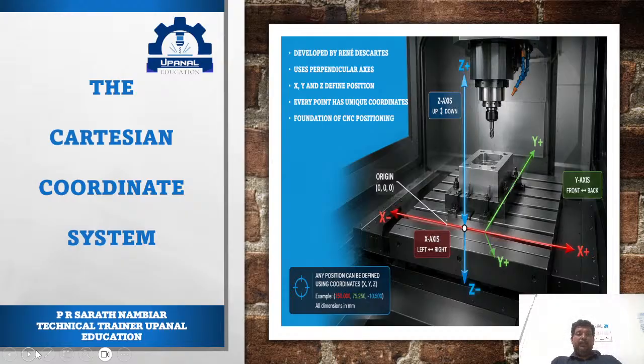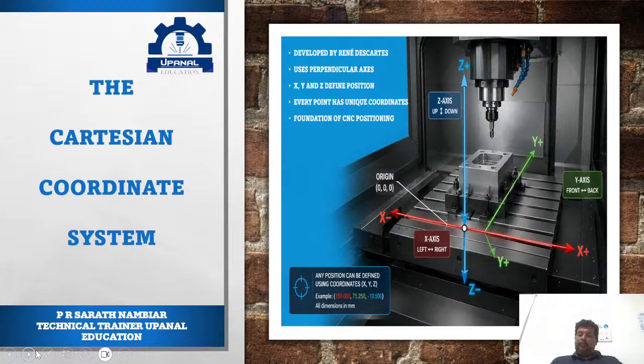In a simple two-dimensional system, we use two axes, x-axis and y-axis. But CNC machines use three dimensions, so we use the x-axis, y-axis and z-axis. Together, these three axes can identify any position within the machine's working area.